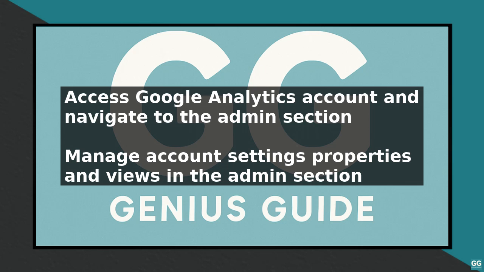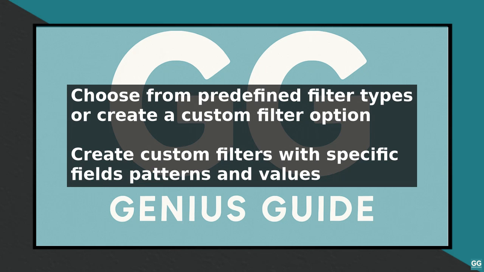To create a custom filter, select the custom filter type and then choose the filter field, such as hostname, page title, or browser type. Then, select the filter pattern, such as equals to, contains, or starts with. Finally, enter the filter value, such as a specific domain or keyword.